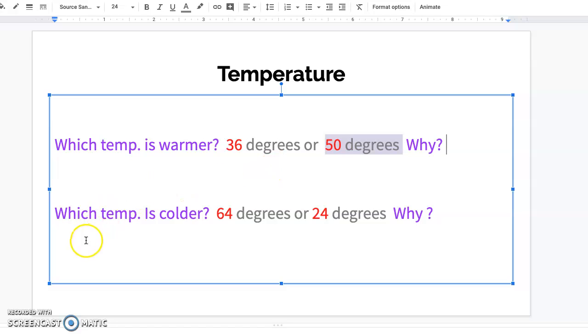the warmer it is. All right, it says which temperature is colder? We have 64 degrees or 24 degrees, which is colder. It would be 24 degrees, because the smaller the number, the colder it is. So 50 degrees is warmer than 36, and 24 degrees is colder than 64.